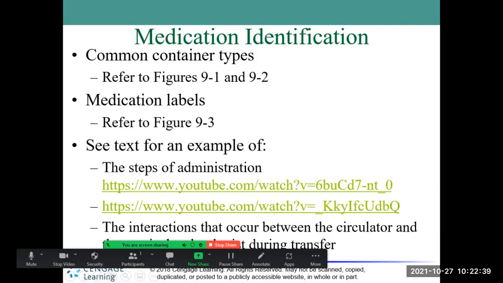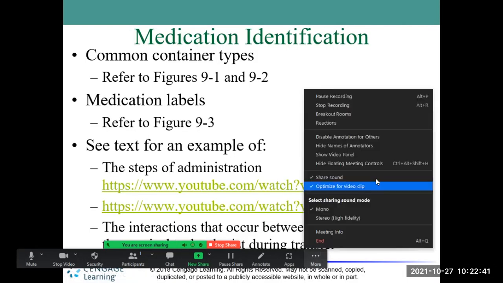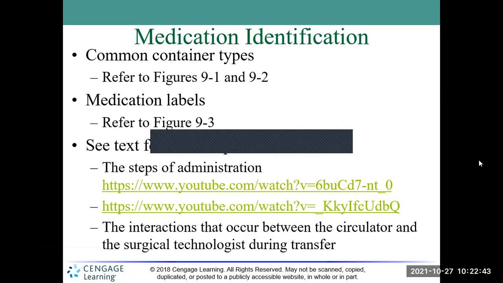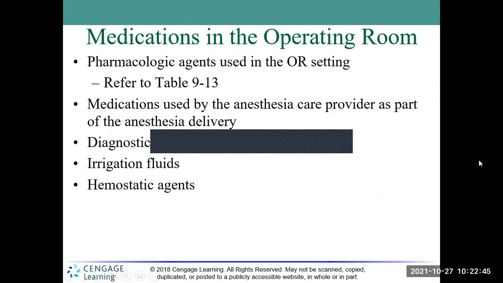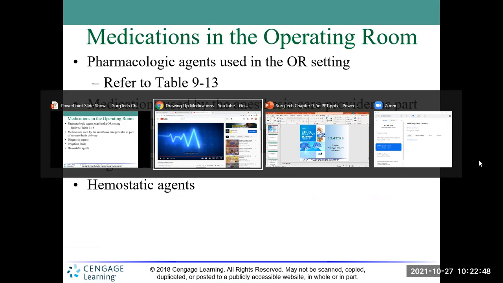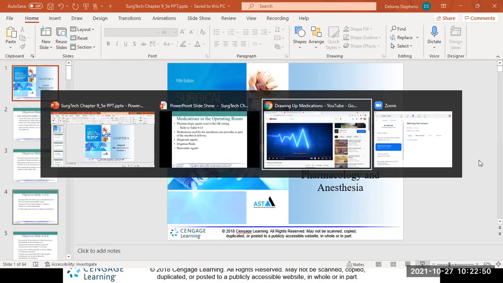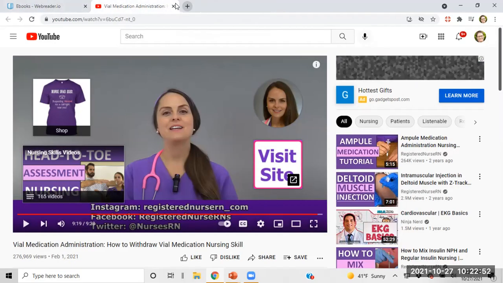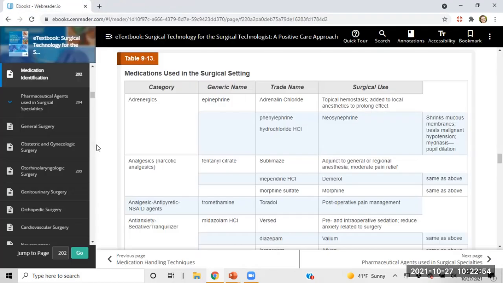Okay. All right, so let's get back into more of the medication. Let me close it. All right, so these are table 913.